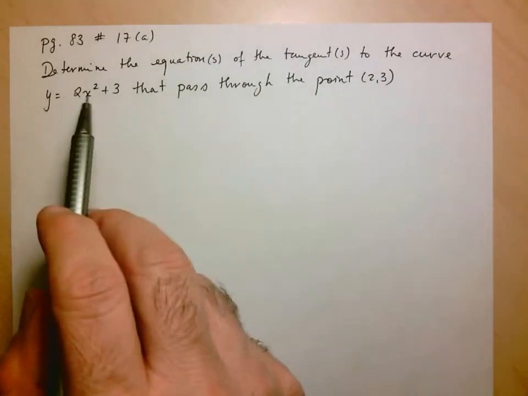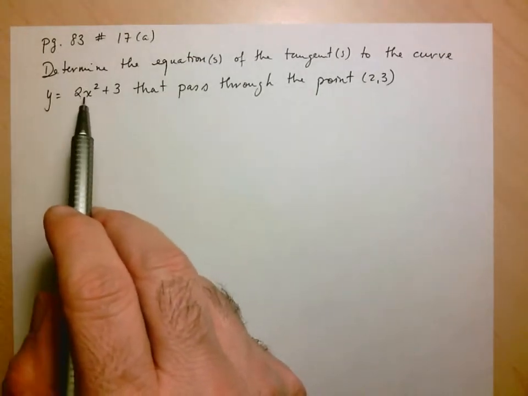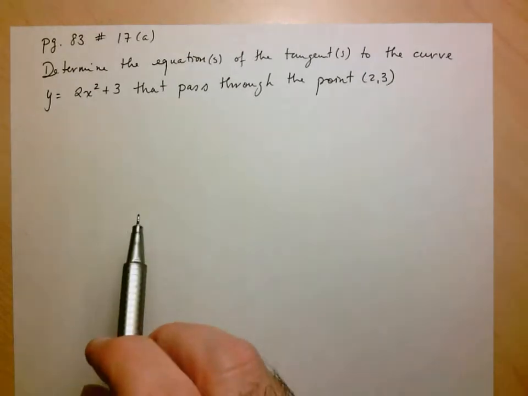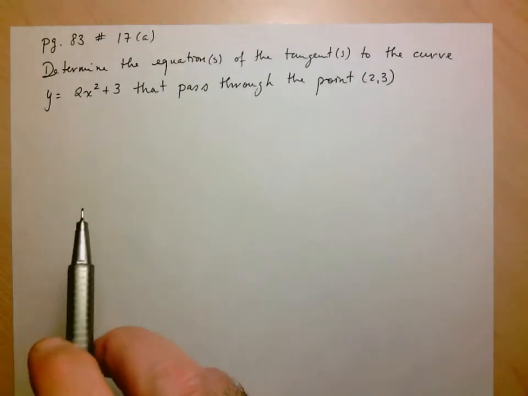If you stick in x equals 2, 2 times 2 squared, so 2 times 4 is 8, plus 3 is 11, certainly not equal to 3. So this is a slightly different problem.